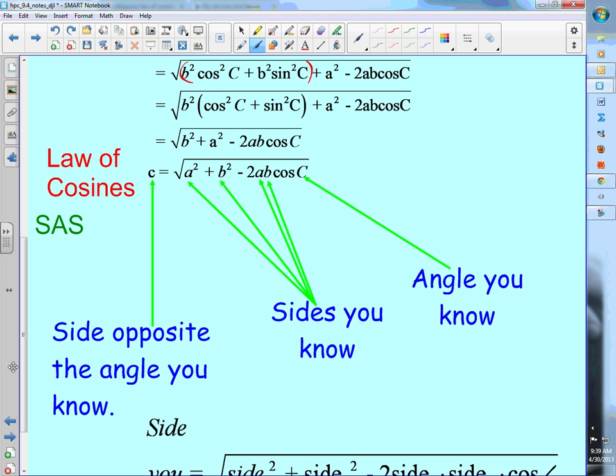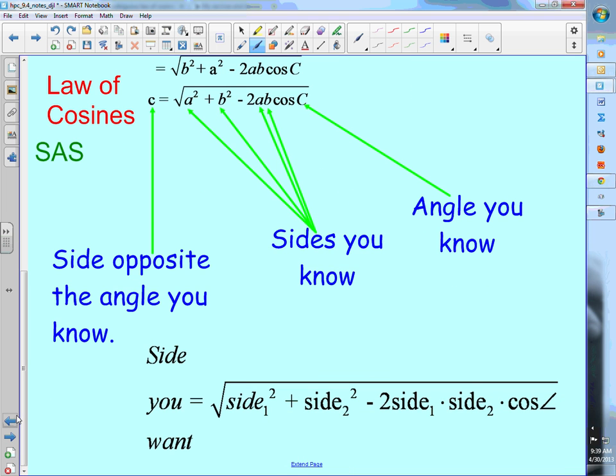Now again, I try not to get too worked up over a's, b's, and c's because I just get confused, especially when there's no a's, b's, and c's. And I usually think about it like this. This is the side you want. It's equal to the side you know squared, side squared plus side squared minus 2 side times side times the cosine of the angle you know.